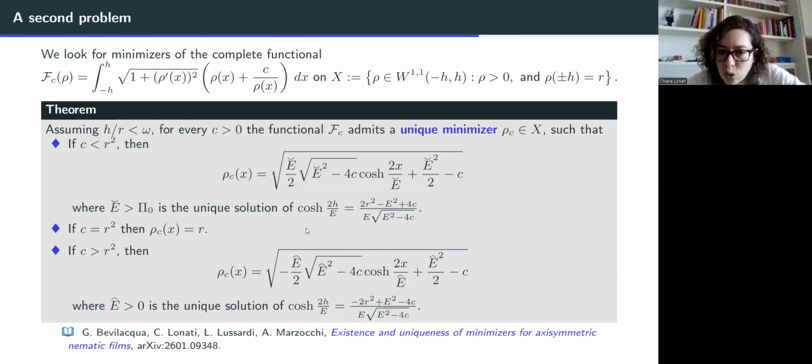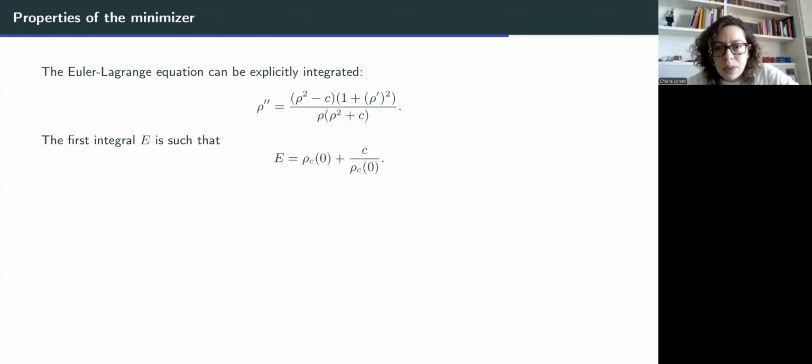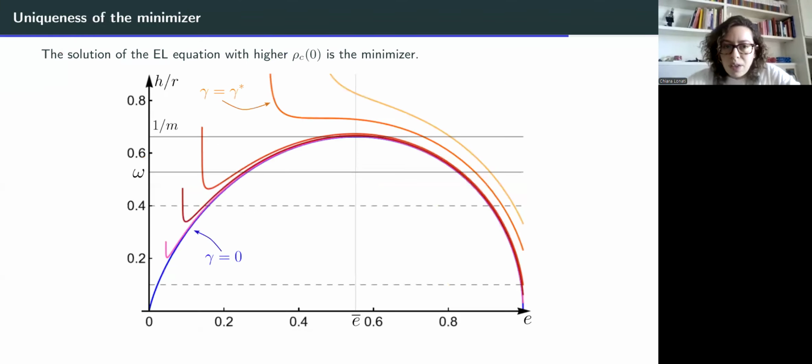Here we can have one, two, or three solutions, while in the second case there is really just one positive solution, so we do not have doubts on the uniqueness of the minimizer. So in particular, if C is greater than R squared, we have this curve, let's say. Once C, or gamma, is fixed, you can see that this curve has a unique intersection point with any vertical line, which basically represents the aspect ratio of our problem. So we have a unique minimizer.